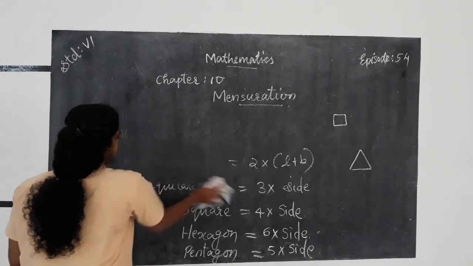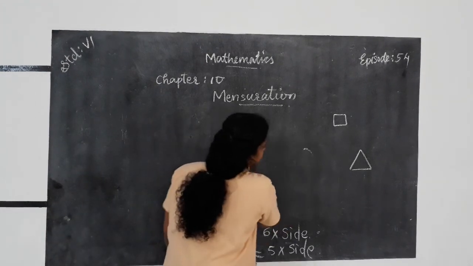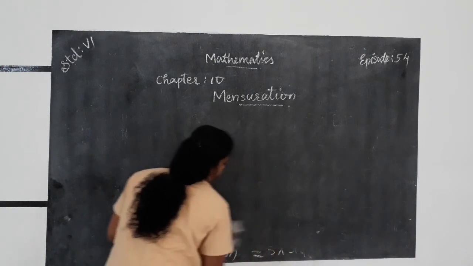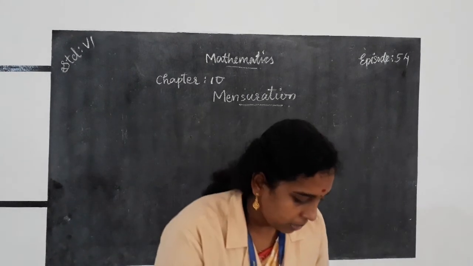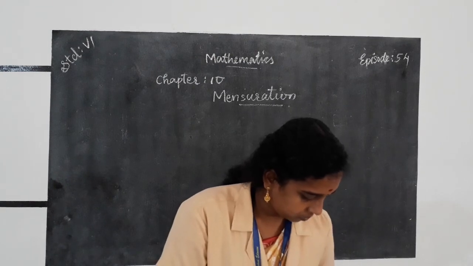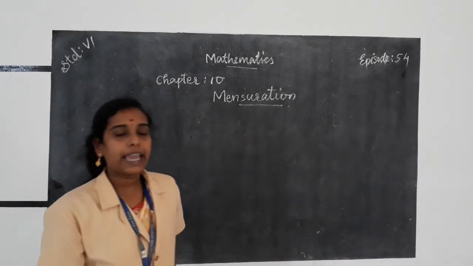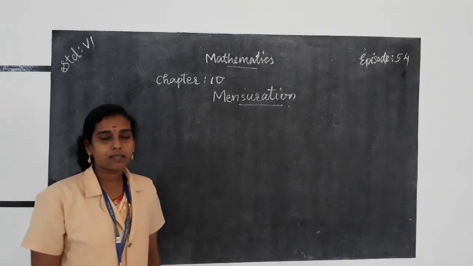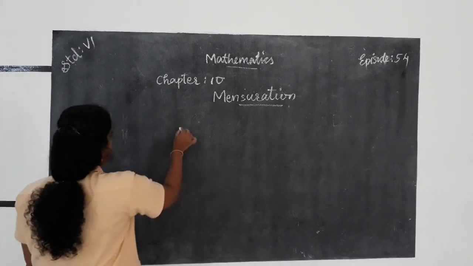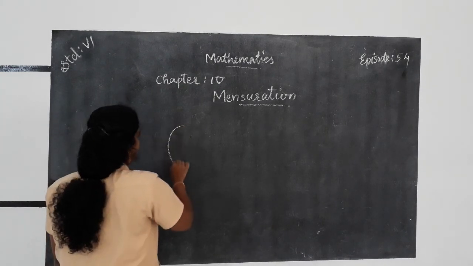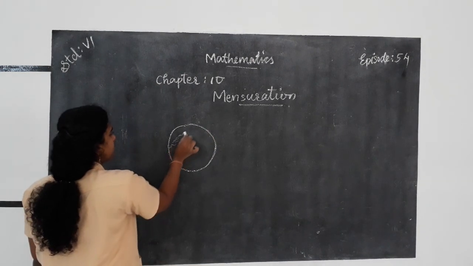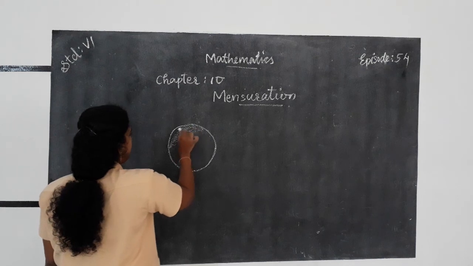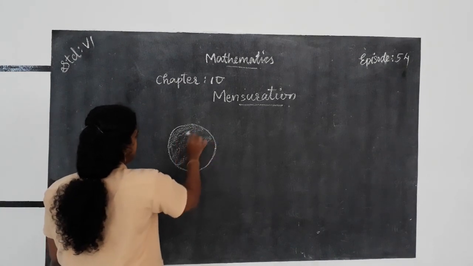Then the next topic is area. So what do we mean by area? The amount of surface enclosed by a closed figure is called area. If you consider a circle or a closed figure like this, then the area means the amount of surface enclosed by the closed figure, which means this is the area of the given circle.